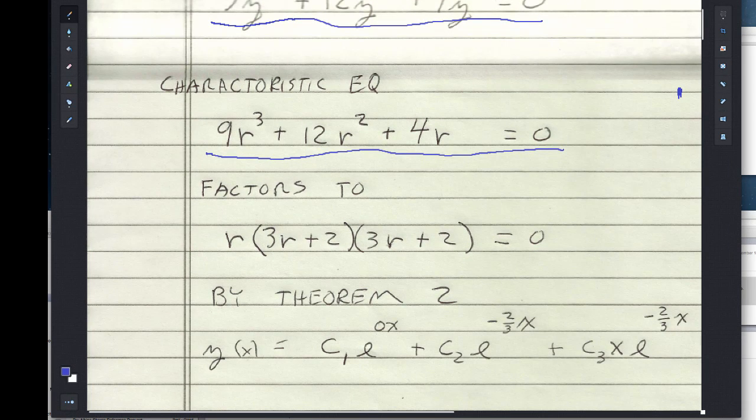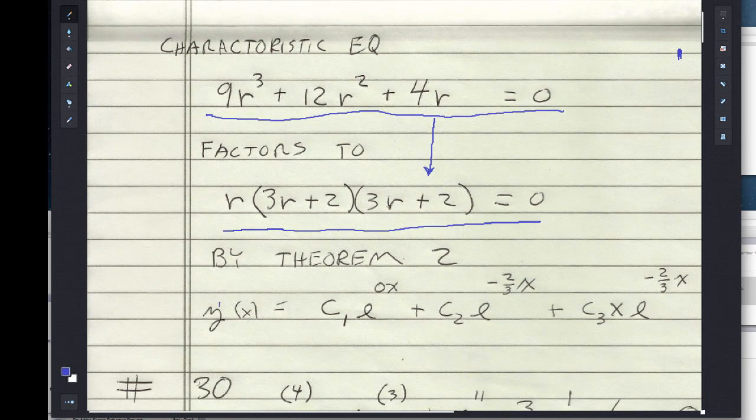Then we factor this. This is not an immediate thing. You would use long division, or you can use the rational root theorem to factor this polynomial, so that you get r times the quantity 3r plus 2 times 3r plus 2 equals 0. And you notice that we have a repeated root.